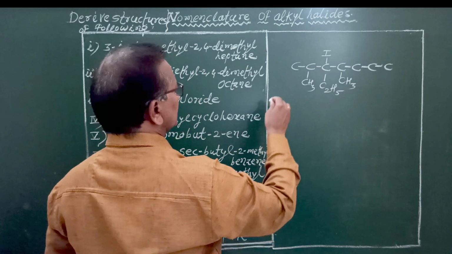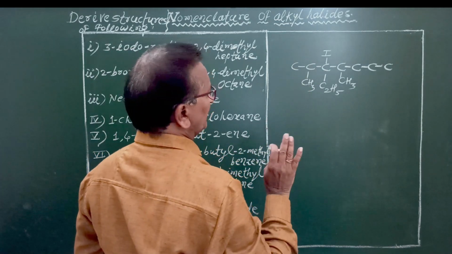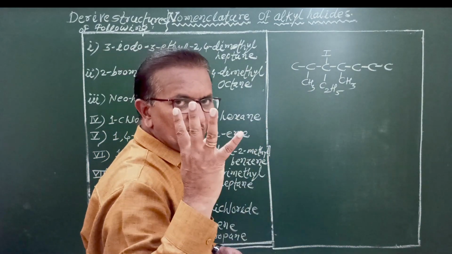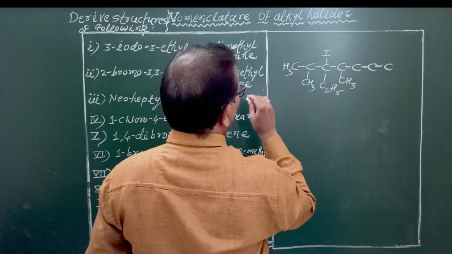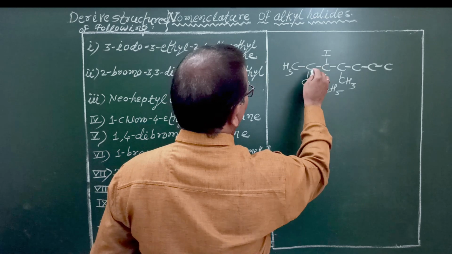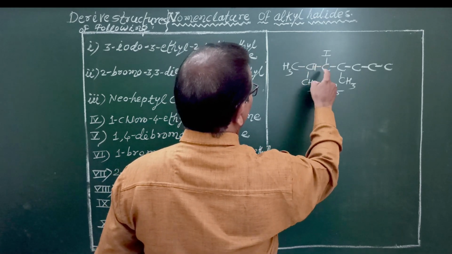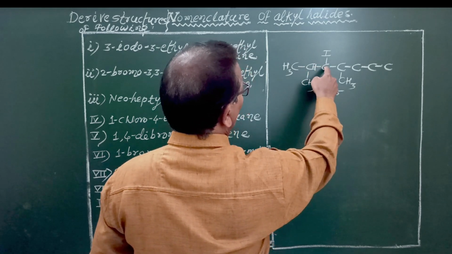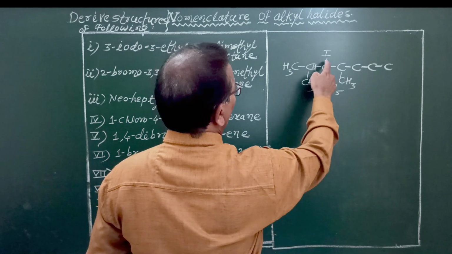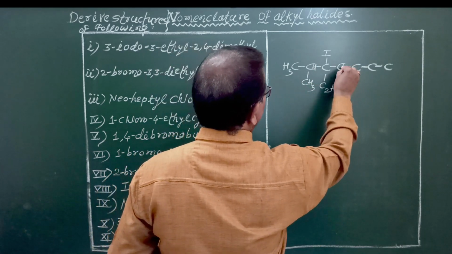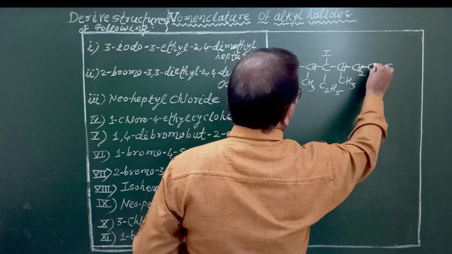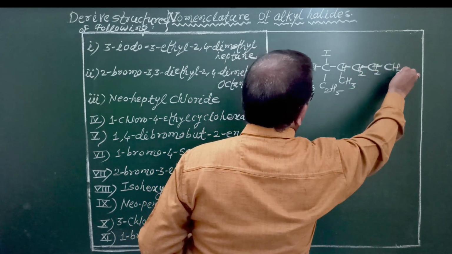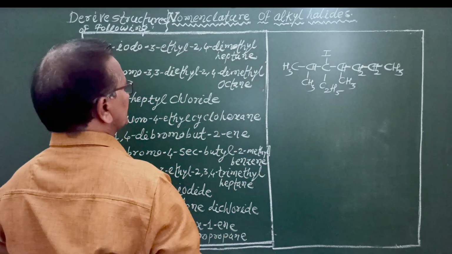And the last step is joining of hydrogen atoms, so that the valency of each carbon atom must be 4. For this, 3 hydrogen atoms are required: 1, 2, 3. Therefore, only 1 hydrogen atom is required here. For this carbon atom, there is no need to join any hydrogen atom because all 4 valencies are already satisfied. For this, only 1. For this, 2. For this, again 2 bonds are there, therefore only 2 hydrogen atoms are required. For this, 3. Therefore, this is the first structure.